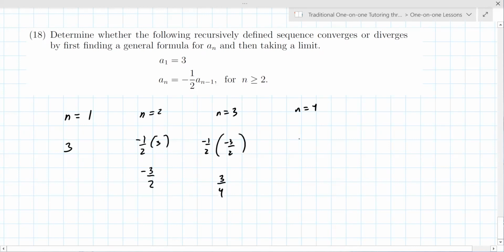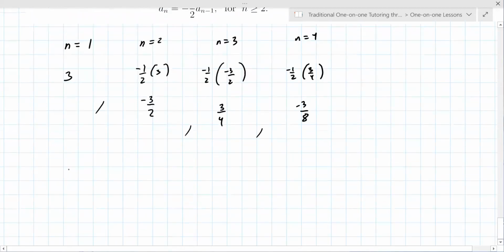And then when n is 4, it's minus 1/2 times the previous one, which is minus 3/8. And this is probably enough to figure out whether there is n equals 2, is to see, well, what is this? Is there a formula? I guess we do have to find a general formula for this. So let me write them out. It's 3 over 1, 3 over 2, 3 over 4, minus 3 over 8.